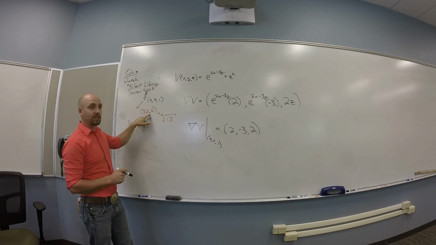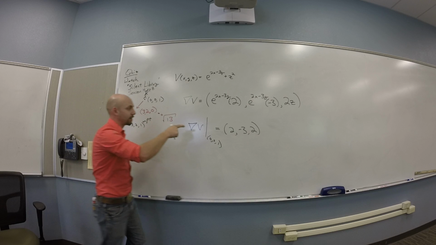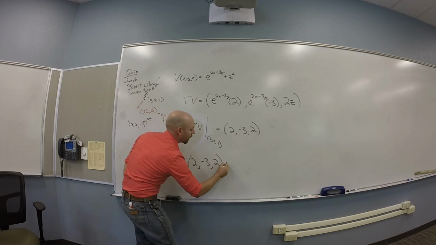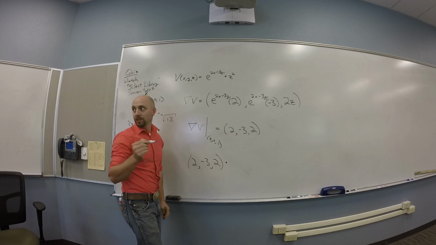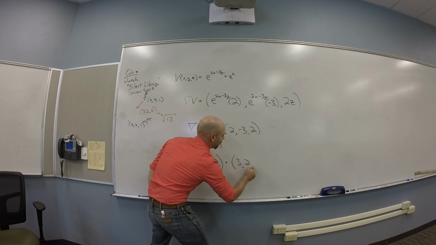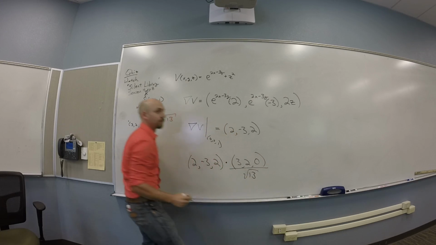You're going towards this, right? So you need to take that, good, and dot it with 3, 2, 0. Over 13. Yeah, and then you need to divide the whole thing by the square root of 13.